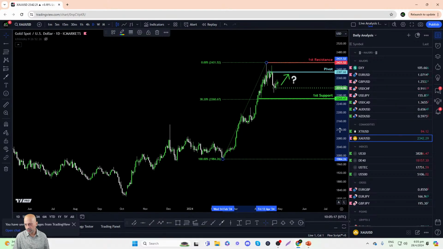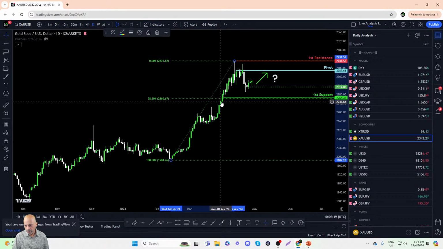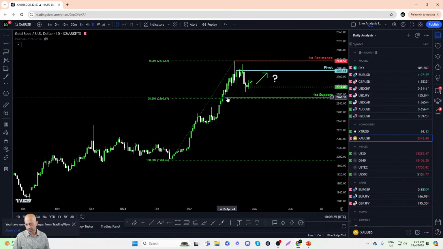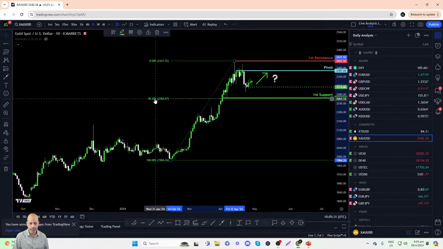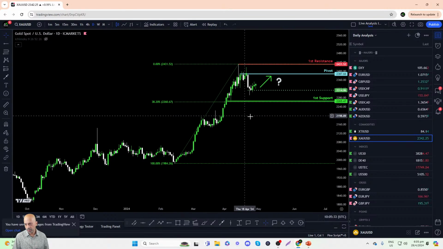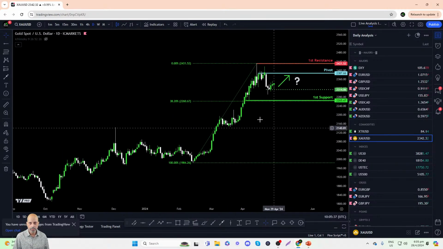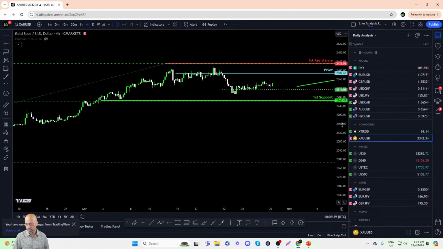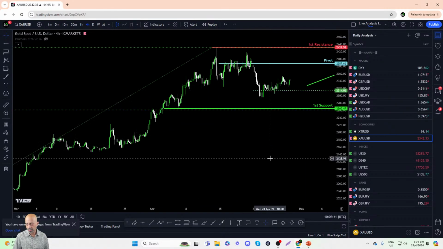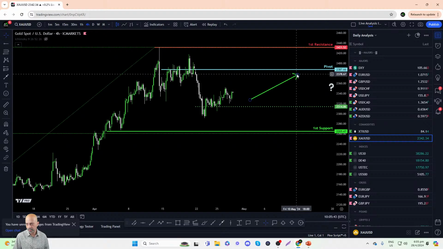When we look at 38.2% here, we can see gold finding support here on 3rd of April as well as the 5th of April, forming like a small pullback here before bouncing higher. So this level as well aligns pretty well with the 38.2% Fibonacci retracement. This is where I would identify the first support. Okay, then let's move on down to the 4-hour time frame. Can we fine tune the analysis if necessary?